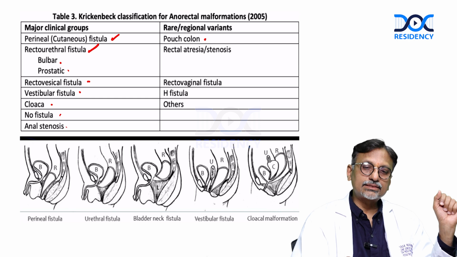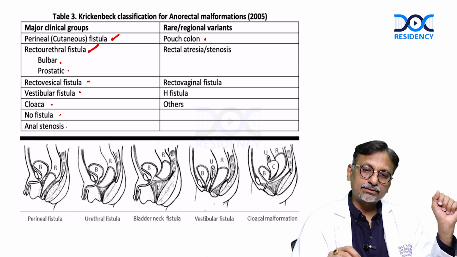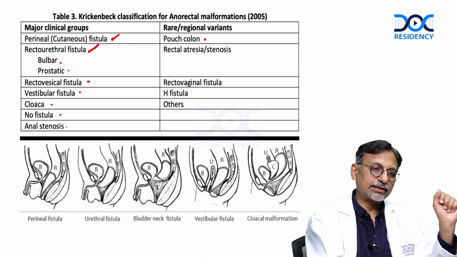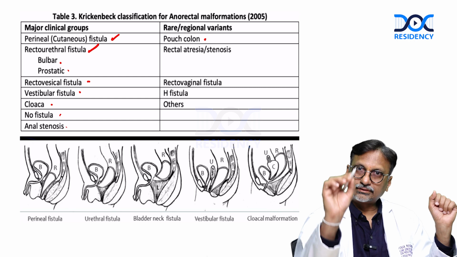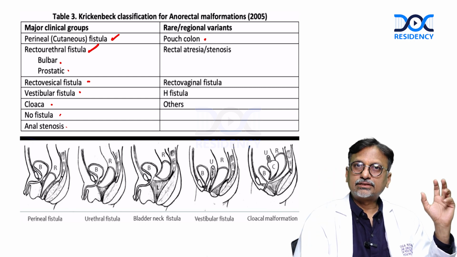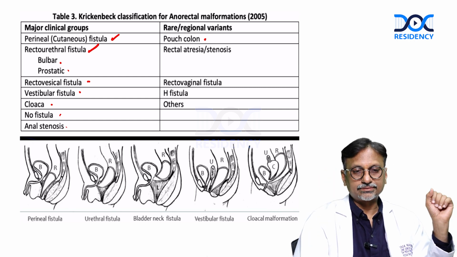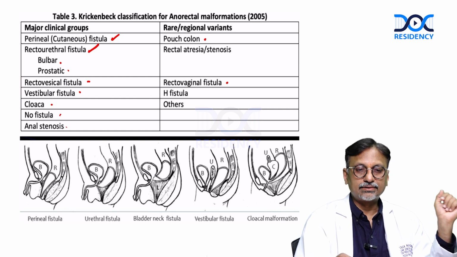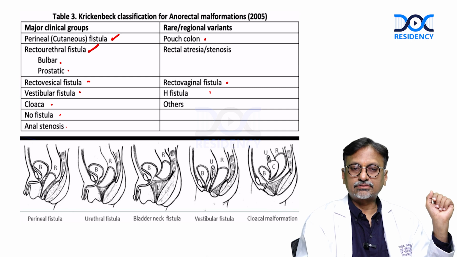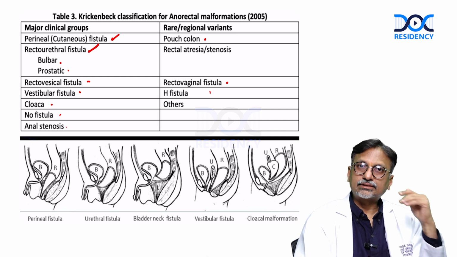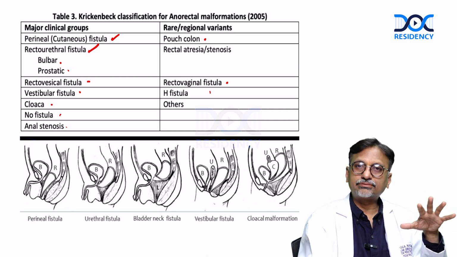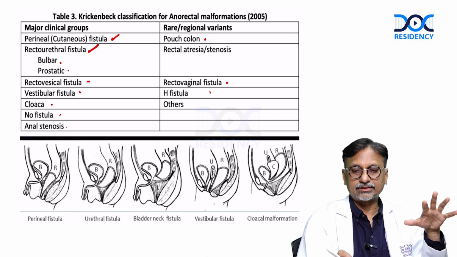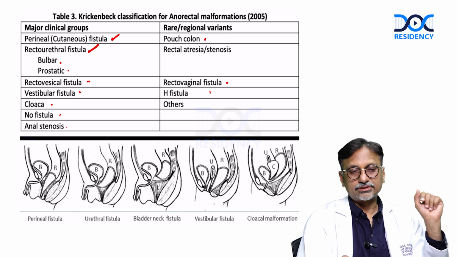Rectal atresia is one condition where the rectum is blind-ending, almost ending blindly. That is what is called rectal atresia. Then there is the rectovaginal fistula, the H type that we discussed in the previous slide, and H type fistula also, and some others which can't be added into any of these conditions. They are grouped as other anomalies.